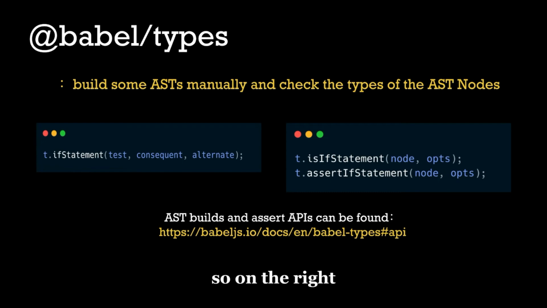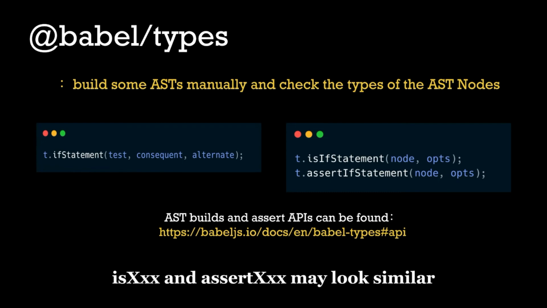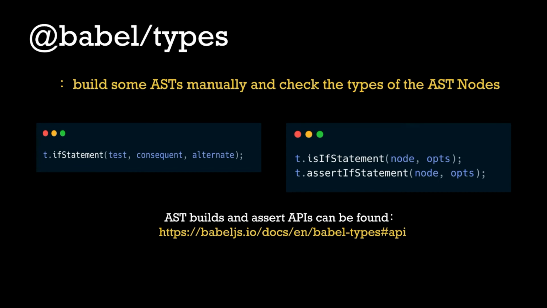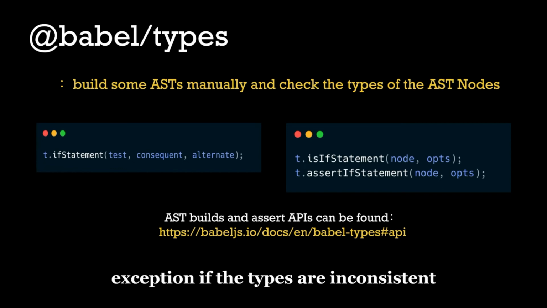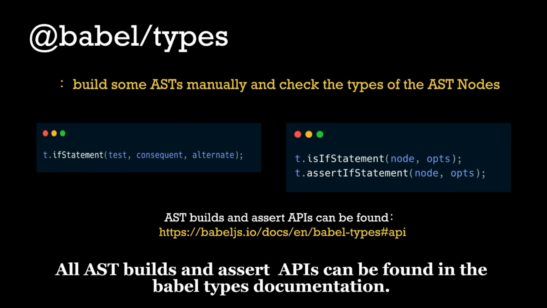So, isSomething and assertSomething may look similar, but they do not function the same. IsSomething returns a boolean, while assertSomething throws an exception if the types are inconsistent. All AST build and assert APIs can be found in the Babel types documentation.